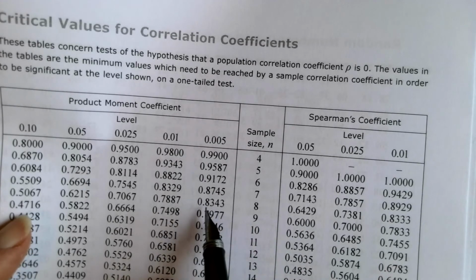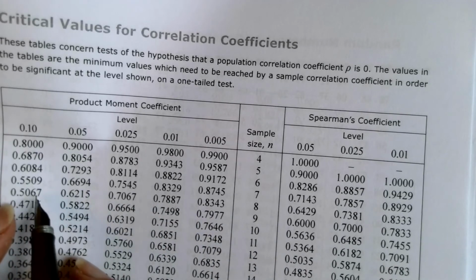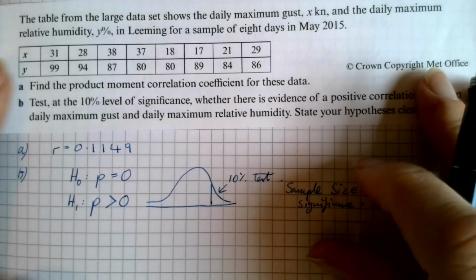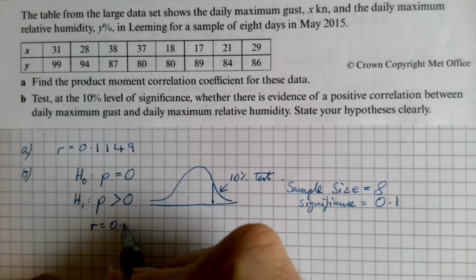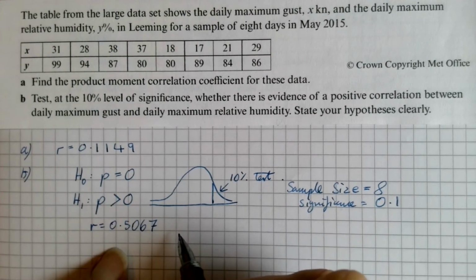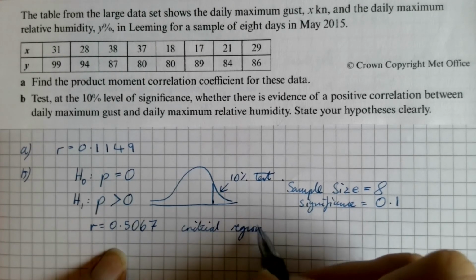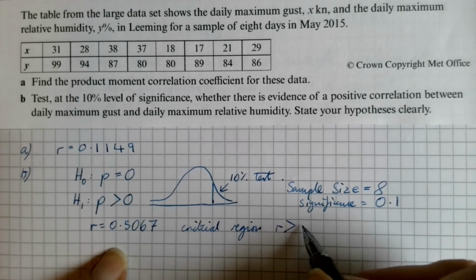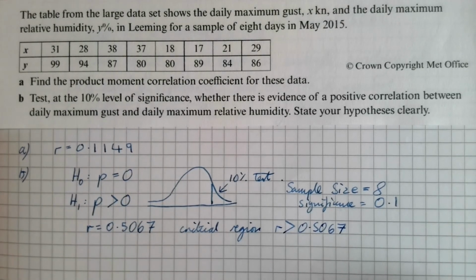So if I get my book of values out again, we are going for sample size of 8, and we would want it to be really high if it was going to be for 1% or 0.5%, but it's just 10%, so 0.5067 goes with that 8. So 0.5067. So the critical region is going to be bigger than 0.5067.